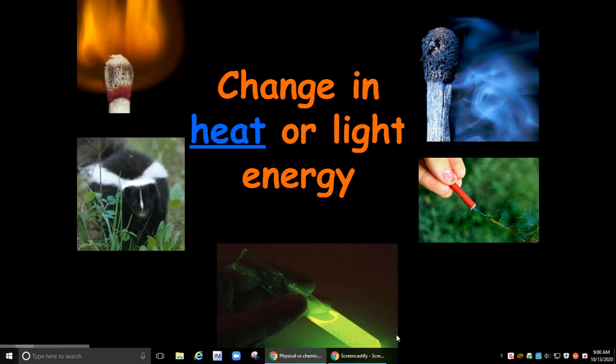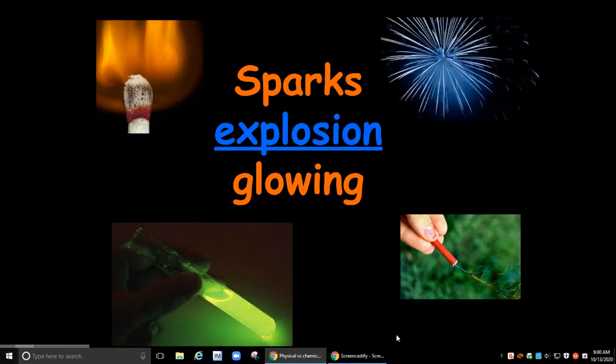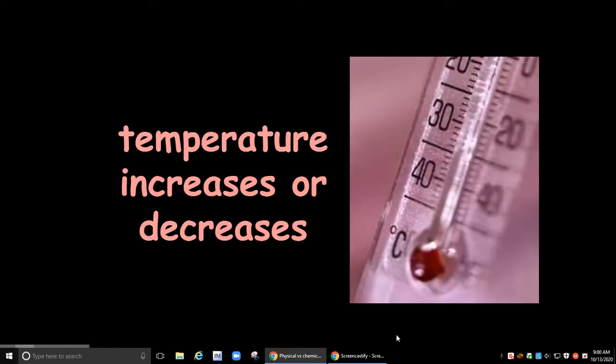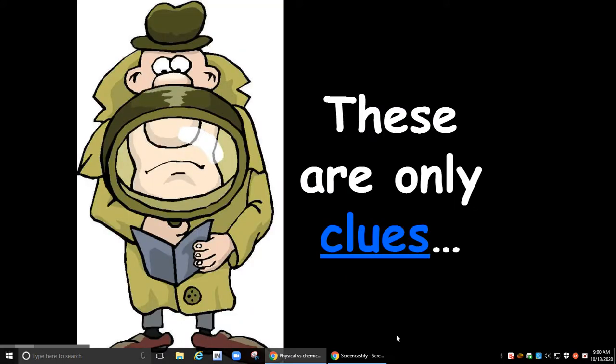When you break a glow stick, there's a container inside of another container. And when you bend those sticks and break the container inside and the two liquids mix, it glows. So that also is an example of a chemical reaction. Sparking, exploding, glowing, these are all examples of evidence of heat or light. So temperature increasing or decreasing, something getting cold, something getting hot, those are also evidence of chemical reactions.